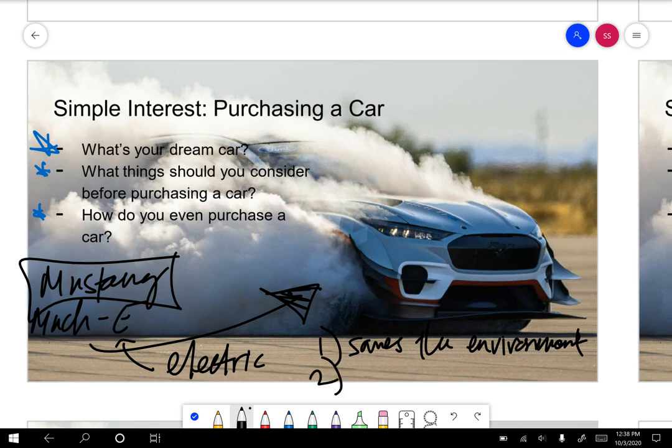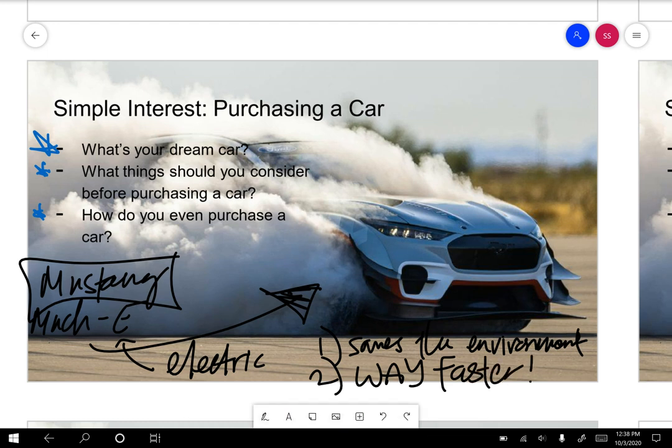And 2, it's way faster. Electric cars are incredibly faster. So that would be such a fun car to drive. You should go look it up if you don't know what the Mustang cars are like. It's pretty amazing. So there's one of my dream cars.